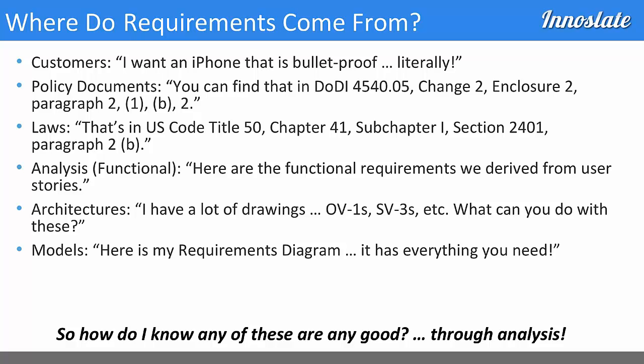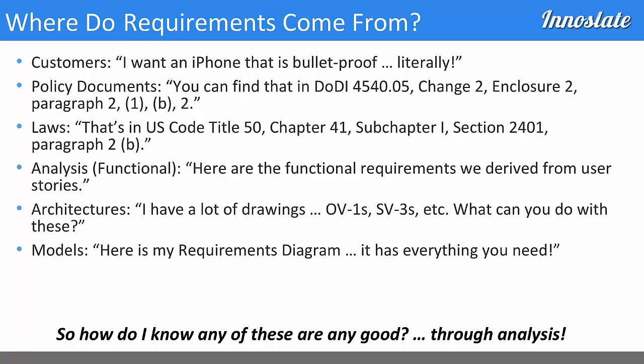Another place is policy documents. You can find in DODI 4540.05, change to enclosure 2, paragraph 2.1B2. And yes, that's how deep many of these documents and policies are, and how you have to pull things out. The laws aren't any better. They're very confusing and large, with subchapters and sections and paragraphs as well. But you can often derive from those some very good top-level requirements. So that's often a place I'll start, particularly if I'm working at the architecture level. I need to make sure I'm meeting whatever the current policies and laws are.